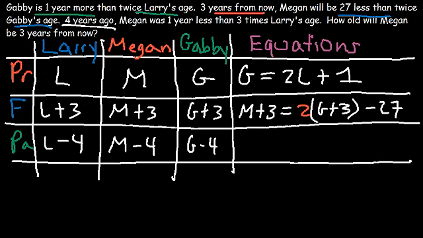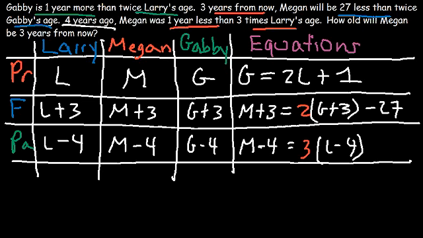Now what about in the past, 4 years ago? Megan was 1 year less than 3 times Larry's age. So in the past, Megan is M minus 4. And she's going to be 3 times Larry's age. And in the past, Larry is L minus 4.